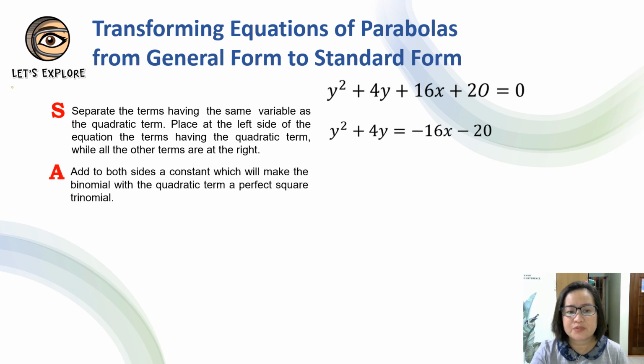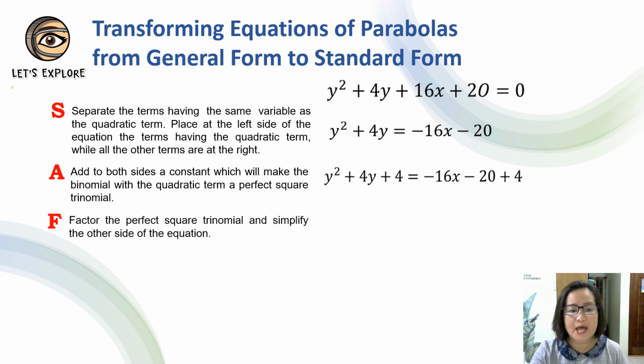The second step is to add to both sides a constant which will make the binomial with the quadratic term a perfect square trinomial. In other words, we have to make y squared plus 4y a perfect square trinomial. How do we do that? We get 4 divided by 2, then square it. So 4 divided by 2 is 2. Square that, we will have 4. Hence, we will add 4 to both sides of the equation to maintain equality.